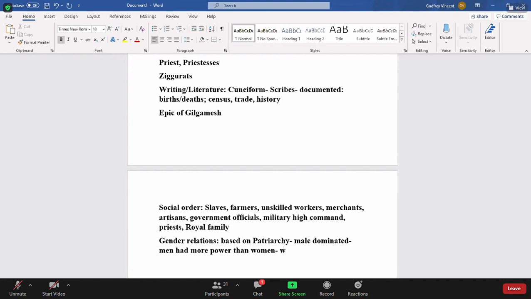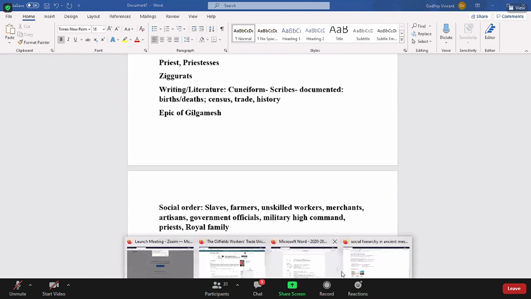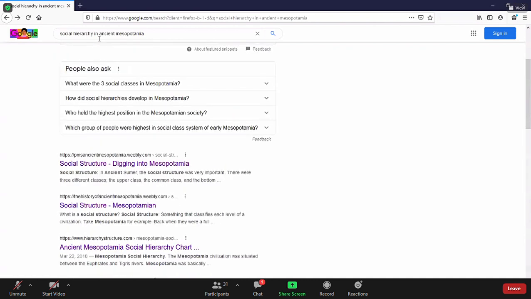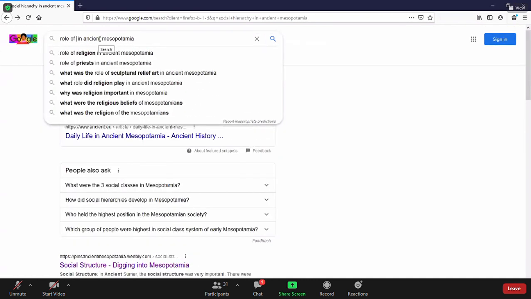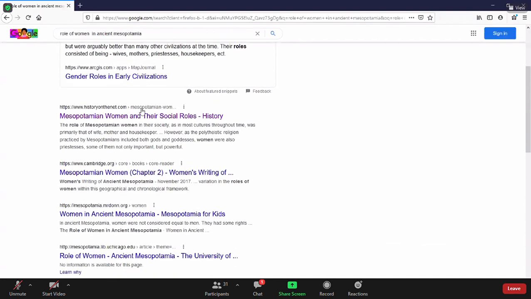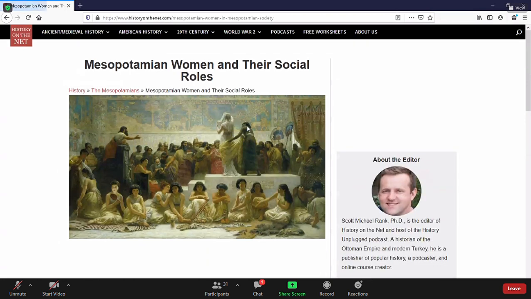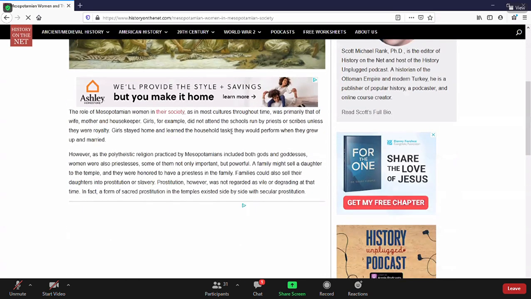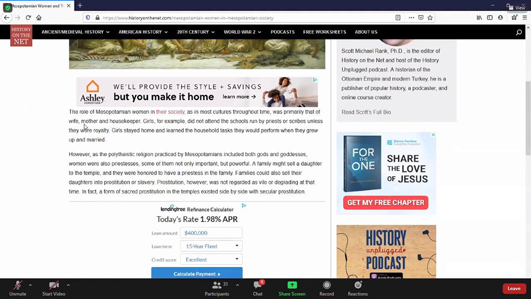So women were ascribed certain roles and functions. Let's see how that plays out in terms of research. Remember, we saw this in one of the PowerPoints, right? So in ancient Mesopotamia, the role was wife, mother, and housekeeper.